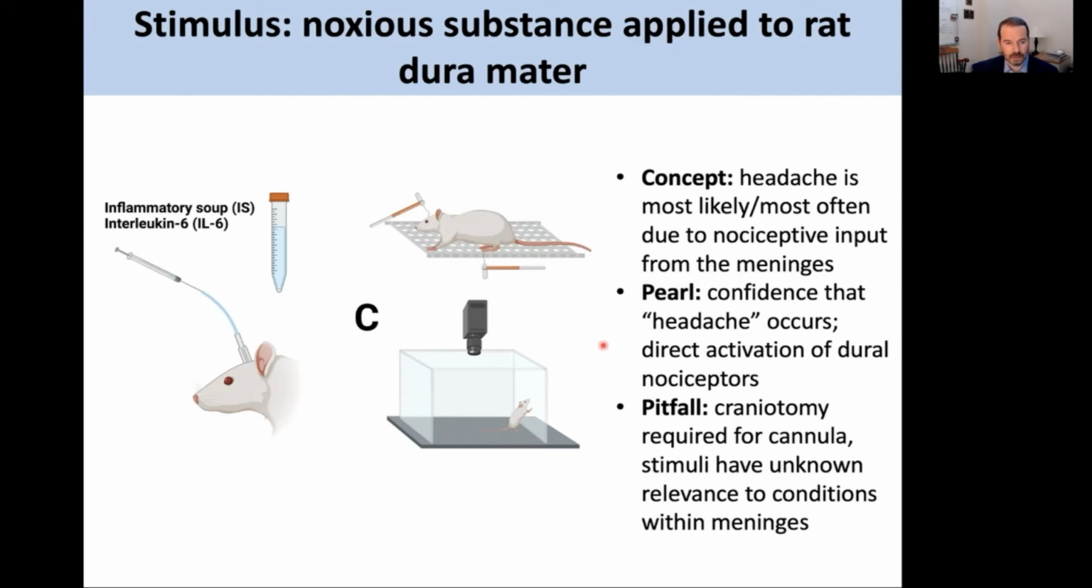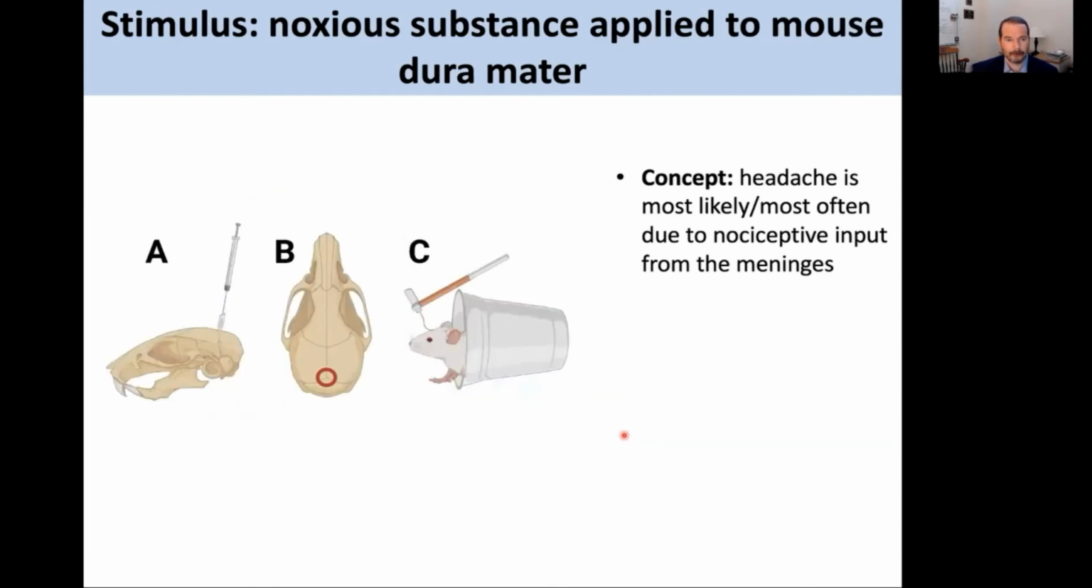The pitfall is that, at least in rats, this requires a craniotomy to put the cannula into the skull, and that's an invasive condition. And the stimuli that we actually inject onto the meninges, while we think they may have relevance for headache, it's not clear whether those stimuli are actually present within the meninges in humans during headaches. And so there's questions associated with that.